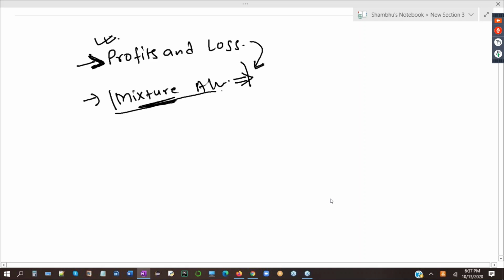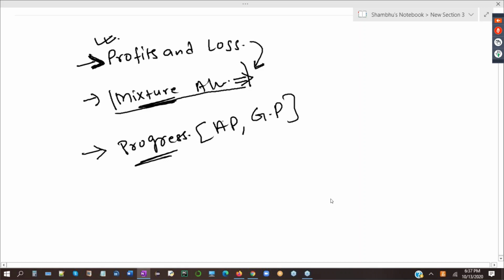So I will try to finish mixtures and allegation, and then my intention is to go for progression, because this is again one of the important topics. They ask questions from AP and GP.